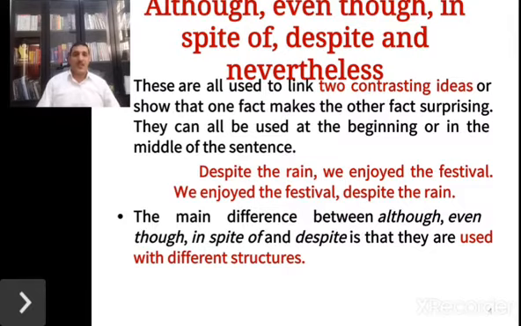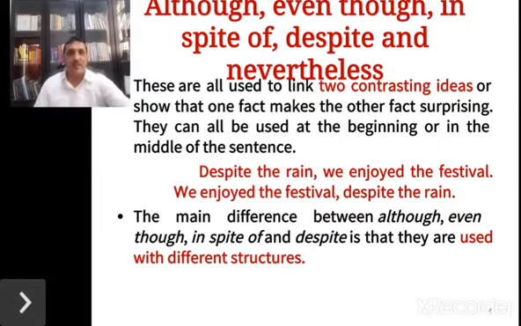Okay, the second example, we enjoyed the festival despite the rain. So the other example is to give you an idea that we can use it in the beginning or in the middle. And for the others, even though, in spite of, we'll see later on. Here we have a notice there. See the three last lines. The main difference between although, even though, in spite of and despite is that they are used with different structures. So they have differences only in the structures, but in meaning they are similar to each other.